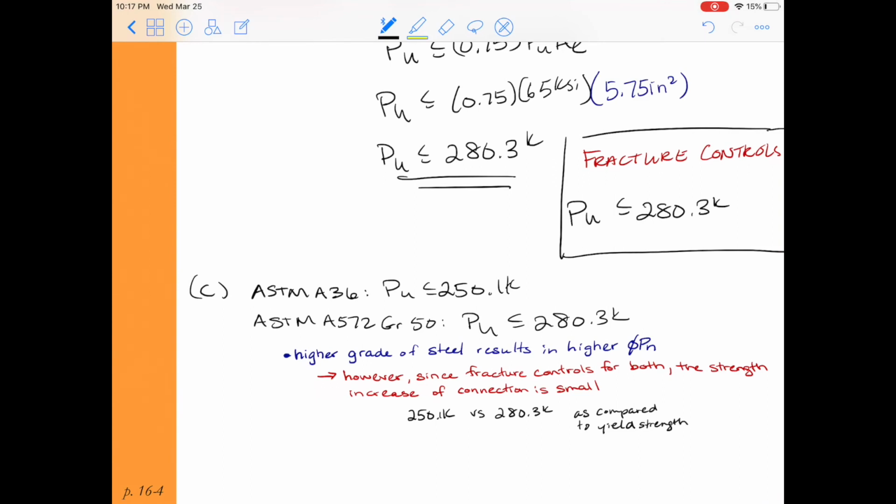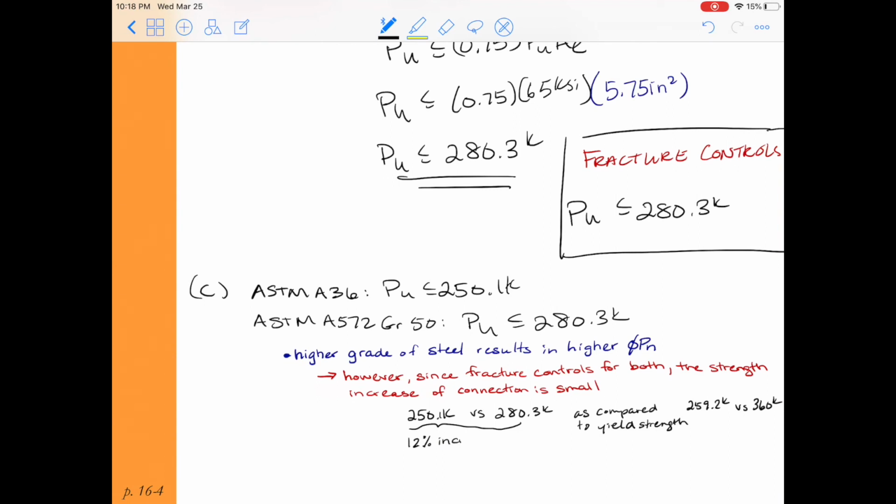But when we look at the yield strength, or the change in the yield strength, we see that we went from 259.2 kips for A36 steel up to 360 kips for grade 50. So that's a huge jump in the yield strength, right? And so you're paying for a better material. So you're expecting these big increases in strength. But since fracture controlled in this case, we weren't really able to get to that big increase.